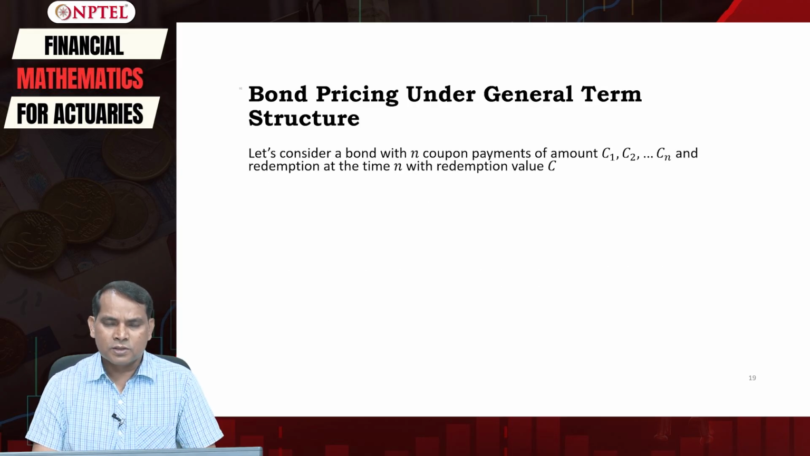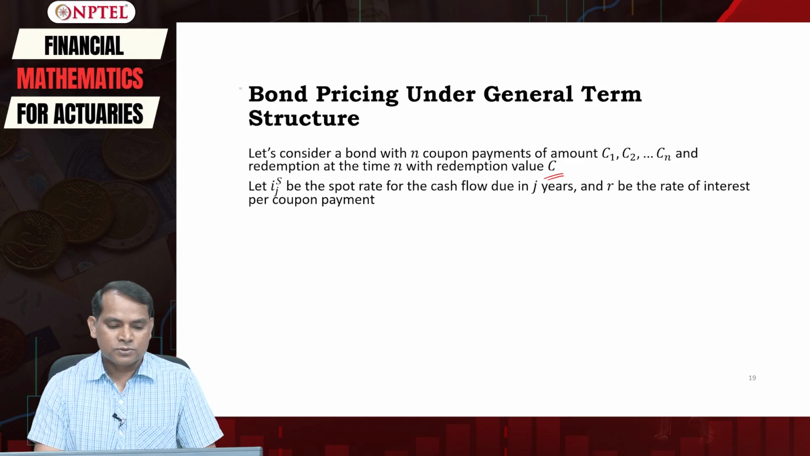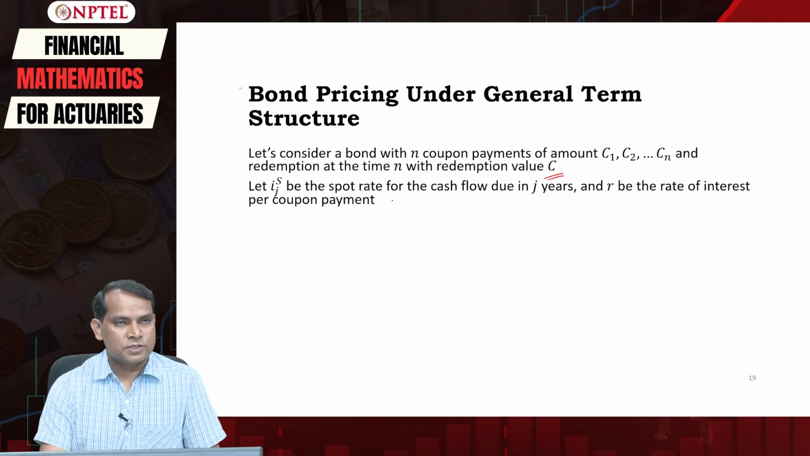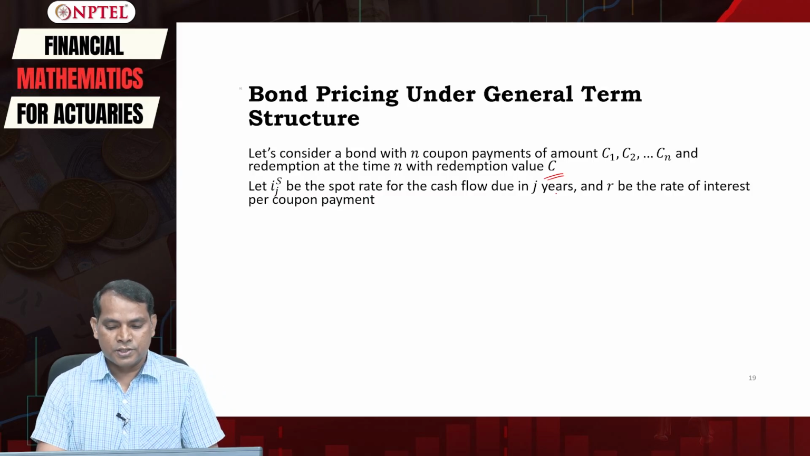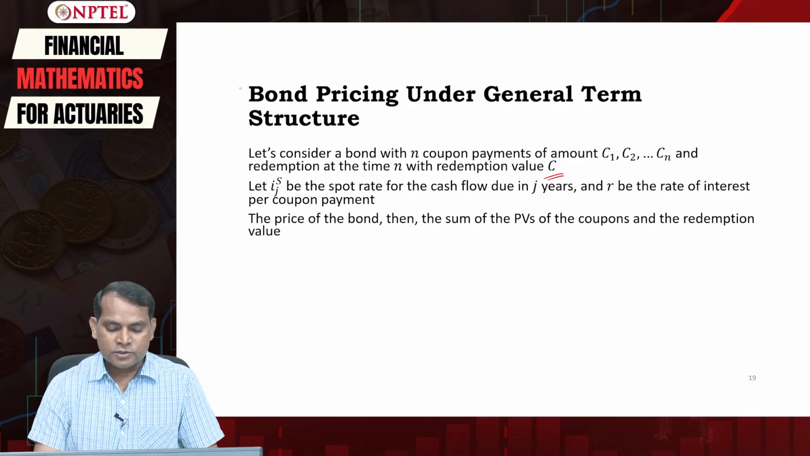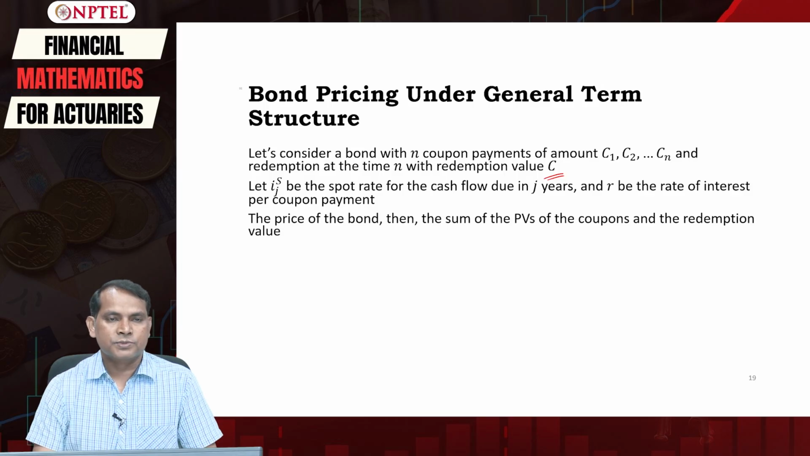So, let us now consider a bond with n coupon payments of amount C1, C2, ..., Cn and the redemption value at time n with redemption value C. Also denote that i_j^s be the spot rate for the cash flow due in j years and r be the rate of interest for coupon payment. The price of the bond is then the sum of the present values of the coupons and the redemption value.